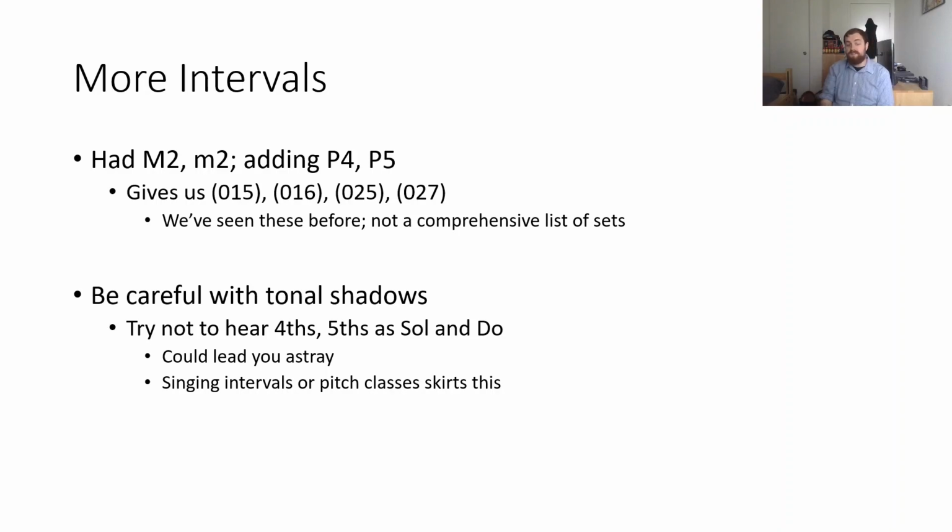Okay, if you're using fixed do, no big deal. And if you're singing the interval sizes, or if you're singing pitch classes, if instead of singing sol do, you're singing 0-7, then that skirts this. So just be careful. As I mentioned last time, there's several systems you can use for post-tonal sight singing, and I'm not going to necessarily enforce any of those on you, as long as you find one that works. Just be careful that when you see fourths and fifths, you don't immediately assume a tonic-dominant relationship. Think of it as an interval rather than a function, so to speak.